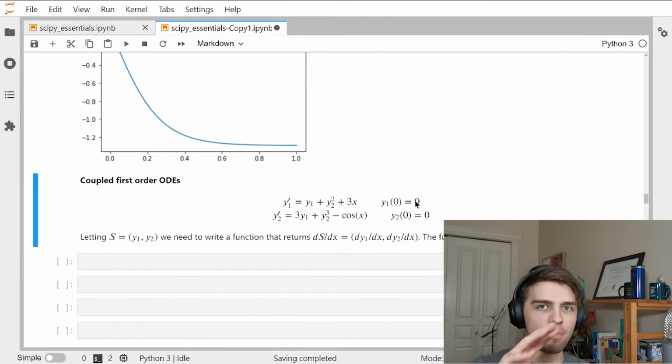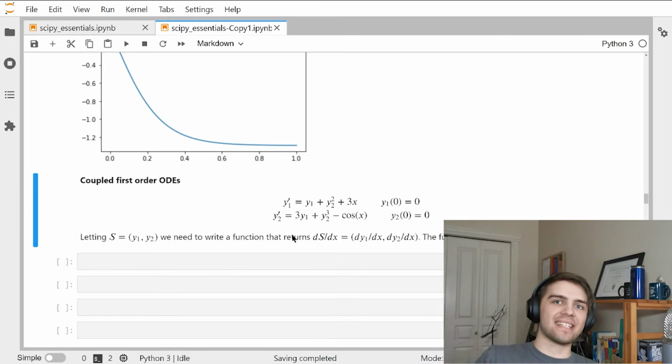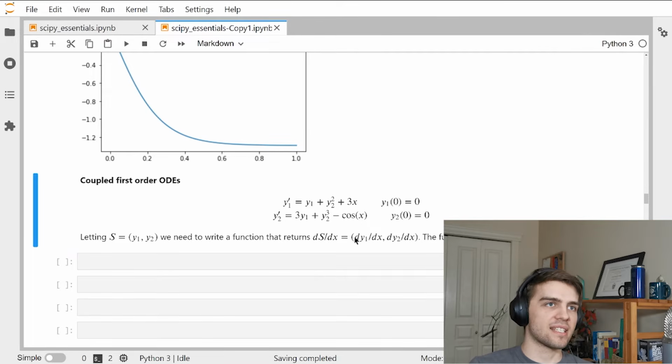Well, whenever you have these coupled ODEs in Python, I always define a vector capital S equal to y1, y2. These are the things that I want to solve for. And we need to write a function that computes dS dx, right? A function that takes in S, takes in x, and returns dS dx, noting that S, of course, is a vector. Now, what is dS dx? dS dx is dy1 dx, dy2 dx.